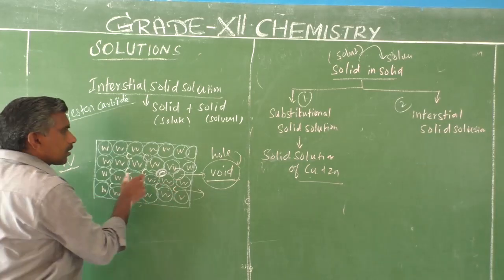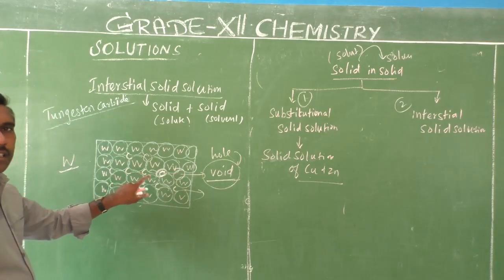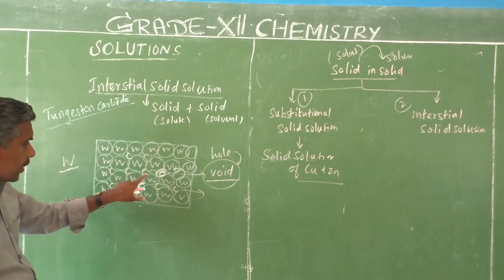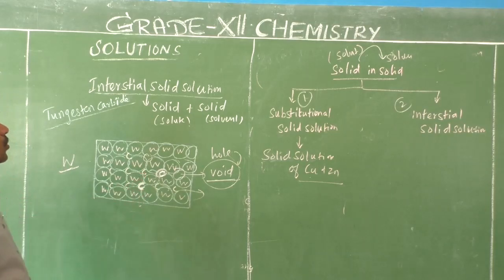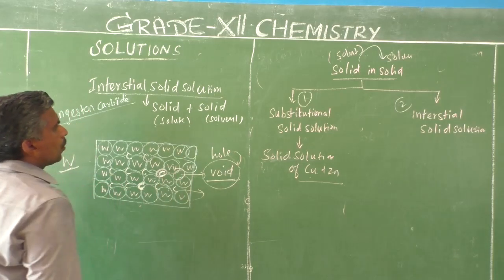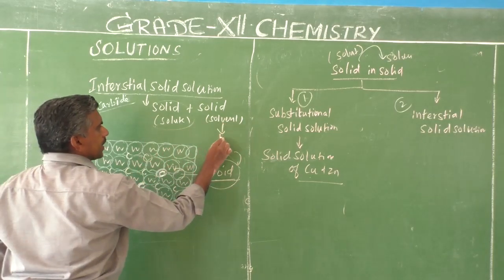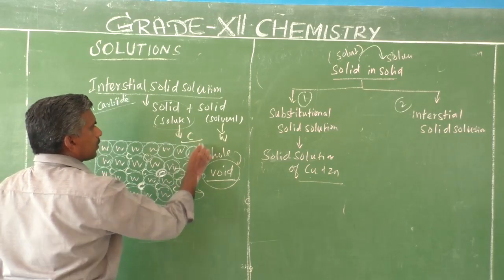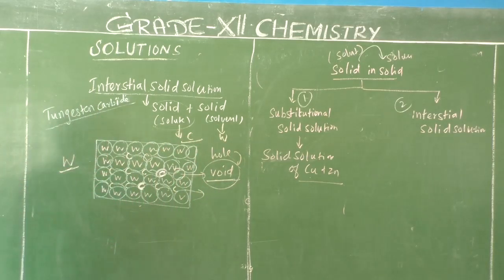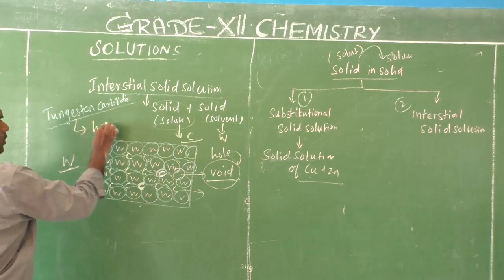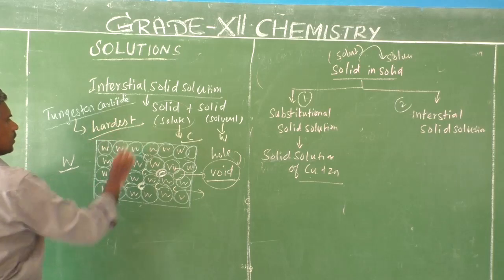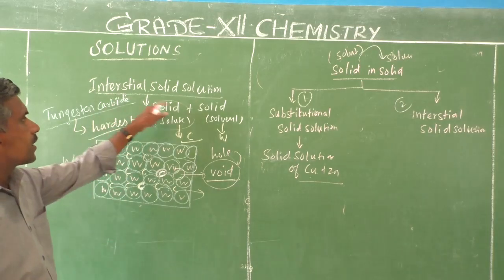In the void, carbon is present. Sorry, carbon is a non-metal, and tungsten is a solid, so this is a solid solution. Here, what is the solute? Carbon, a minimal amount of carbon. The solvent is tungsten, the solute is carbon. This is known as tungsten carbide, a very hard material. That is an interstitial solid solution.